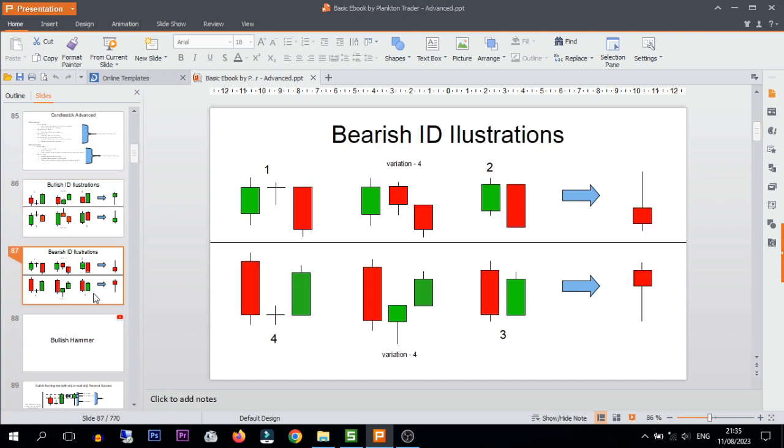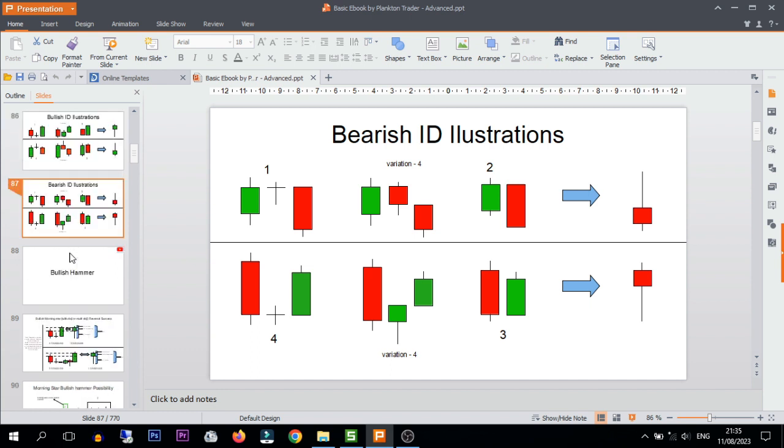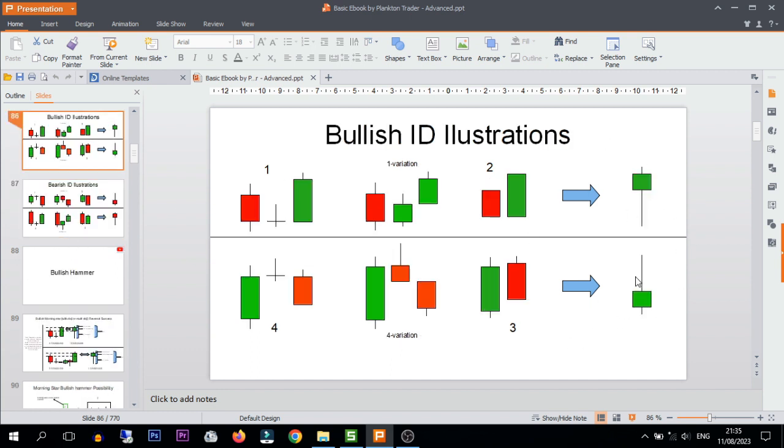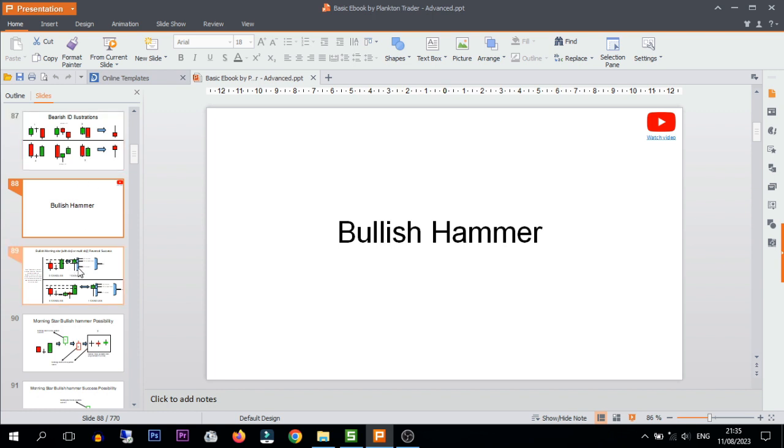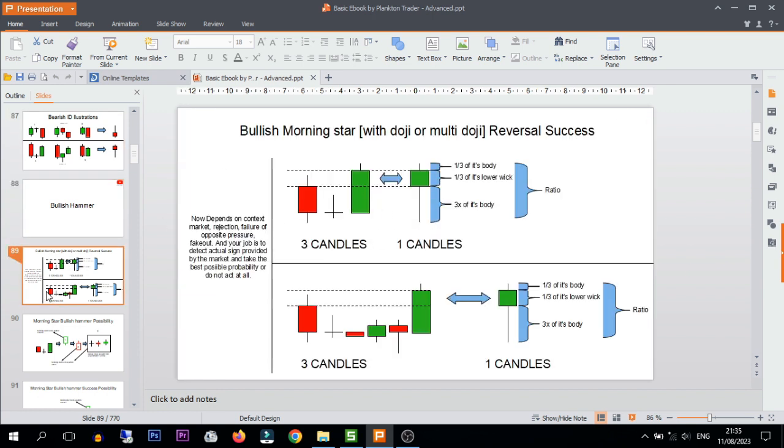And then this is a bearish one. You see a shooting star, a bearish hammer. Okay, all of the reversals are making this kind of thing, or a doji. So we started with the bullish hammer. I explained the bullish hammer here.